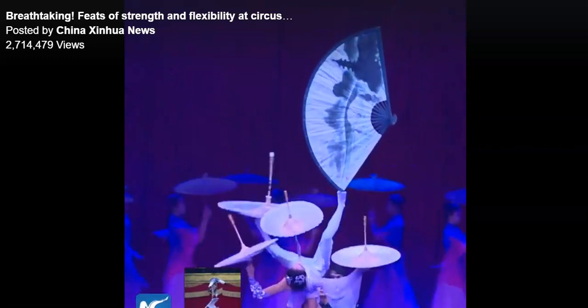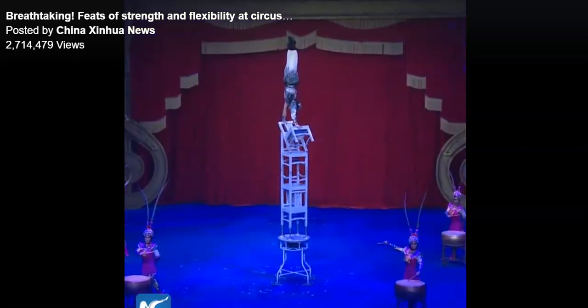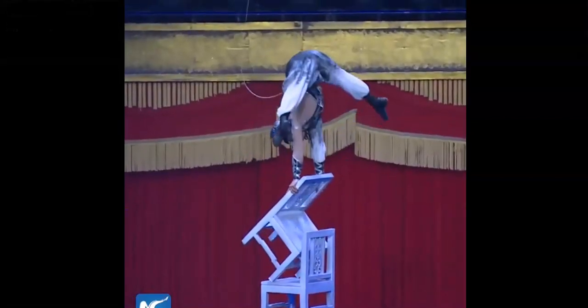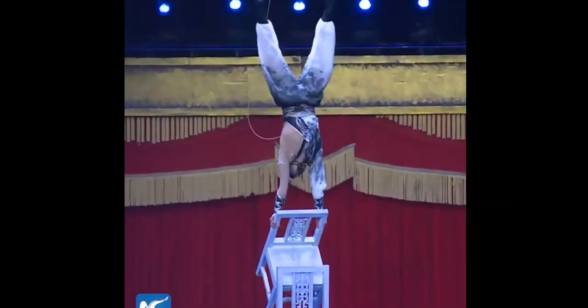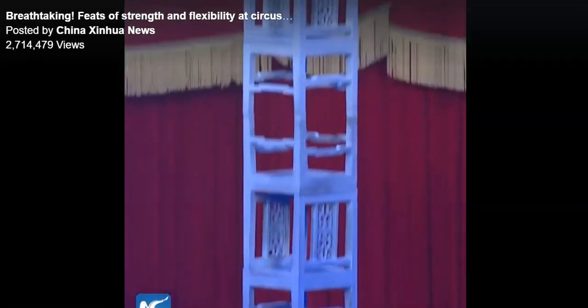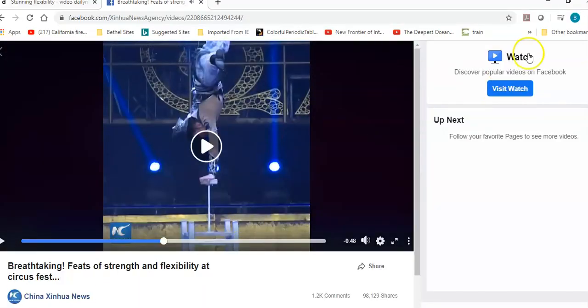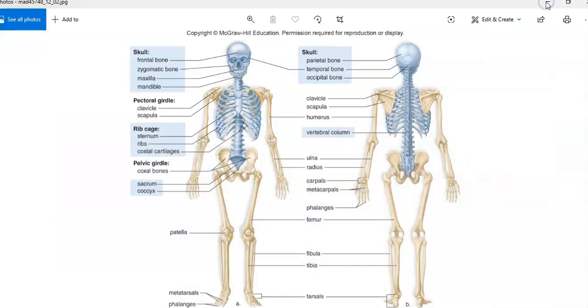I'll do one more here. Well, there, what people are able to do because of our muscles and bones. Now, of course, these are well trained, but lurking inside of all of us is an ability to do similar things, at least in part. Some of us, it's lurking farther inside than others, but it's lurking nonetheless. All that due to the skeletal system.